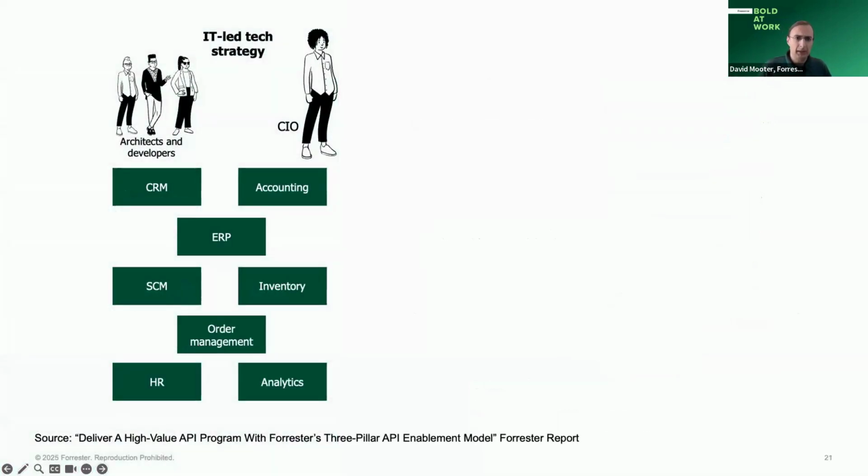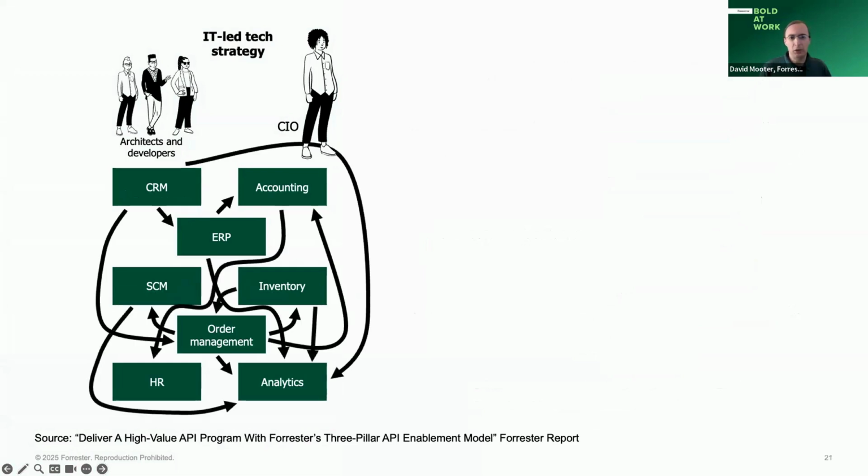IT-led tech strategy thinks of APIs more like glue between applications. Very much focused around the CIO setting direction, and architects and developers just gluing your apps together. And there is value here, right? This is much better than the old way of doing apps, like 10, 15 years ago, where apps couldn't communicate with each other and you were doing a bunch of nightly batch cycles on the mainframe. Not great. It's good we moved past that.